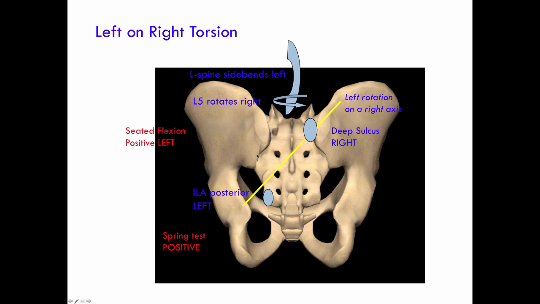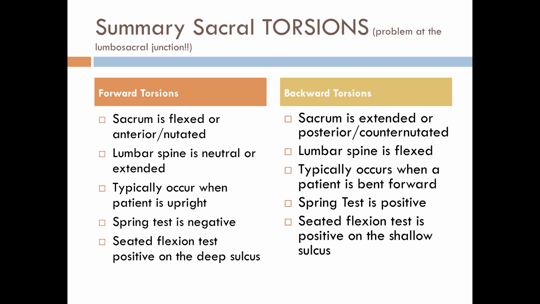So here we look at these findings again. Seated flexion test is positive on the left. The dysfunctional part is on the left. The axis is on the right. But because this is a backward torsion, our dysfunctional side is shallow. So our deep sacral sulcus is on the right. Prominent ILA on the left. Opposite sides, just like torsions are. The spring test again is positive because this left base now is stuck posterior. And here are some of the comparisons between the forward and backward torsions.